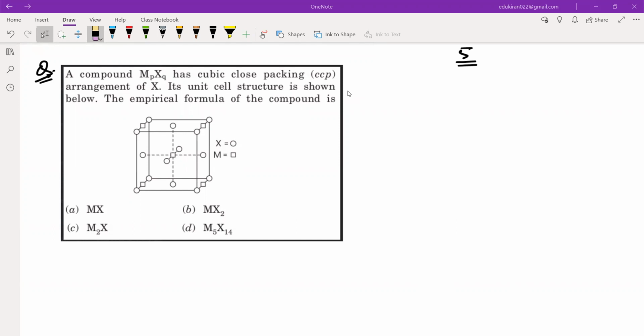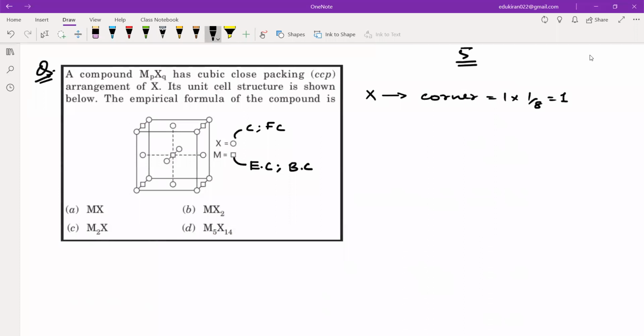Okay, correct. Everyone gave the same answer, but let's see. So X is present in the corners, right? And X is also present in the face centers, right? Yes or no? Yes, sir. Okay. And these squares are present in the edge centers and body center. That's it, right? Okay, fine. So let us take X first of all. X we have in the corners, so corner will be 1 into 1 by 8.